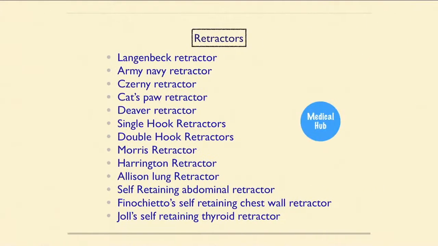Now we will discuss the retractors. We have Langenbeck retractor, Army Navy retractor, Journey retractor, Cat's paw retractor, Dever retractor, single hook retractor, double hook retractor, Morris retractor, Harrington retractor, Allison lung retractor, self-retaining abdominal retractor, Finocchietto self-retaining chest wall retractor, Joll's self-retaining thyroid retractor.